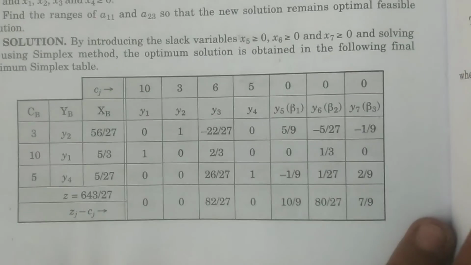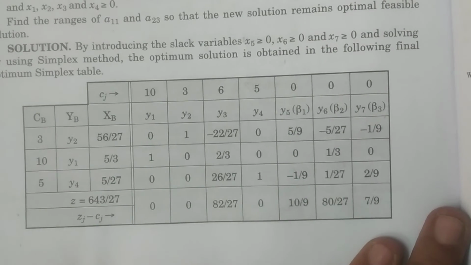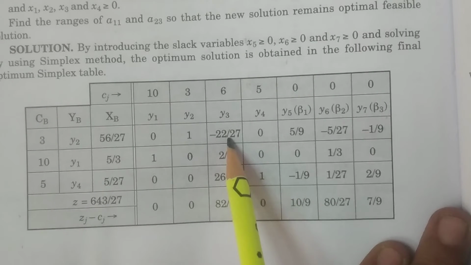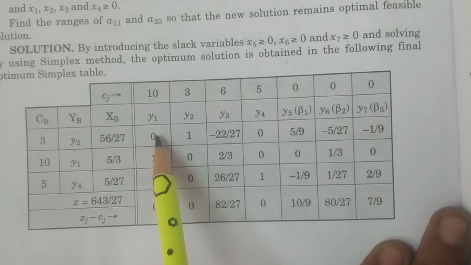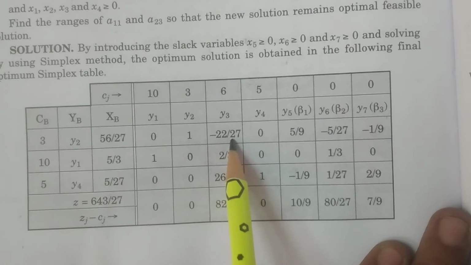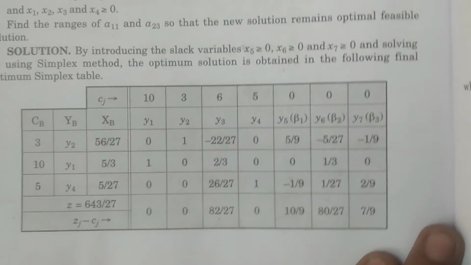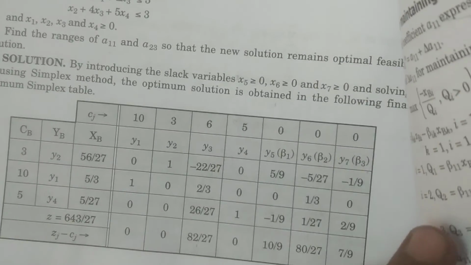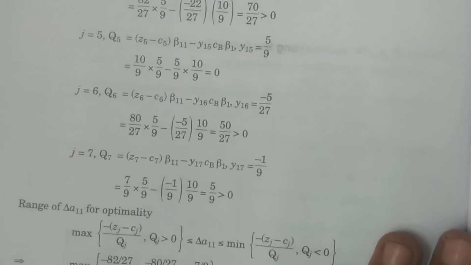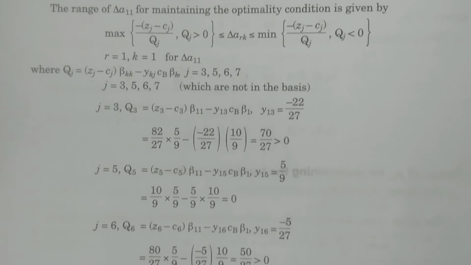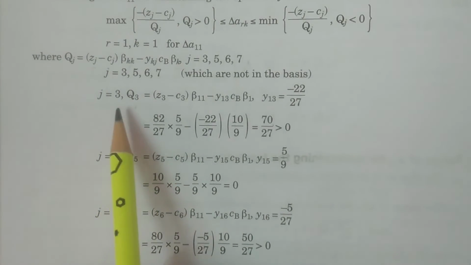In this table, Z3 minus C3 is 82 by 27. Y13 is minus 22 by 27. This is Y11, 12, 13. This is minus 22 by 27. And Zj minus Cj, that is J is equal to 3, Z3 minus C3 is 82 by 27, the corresponding value. Hope you understand clearly. And the remaining values we know, so that we can calculate this now by taking J is equal to 3.